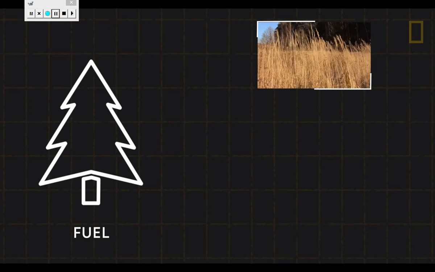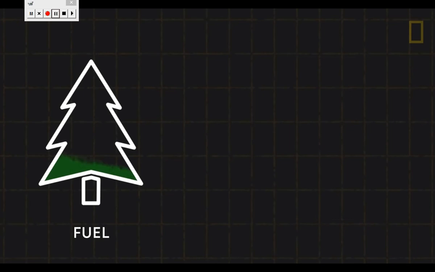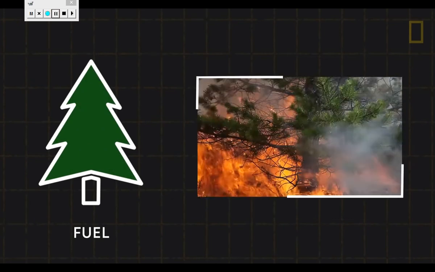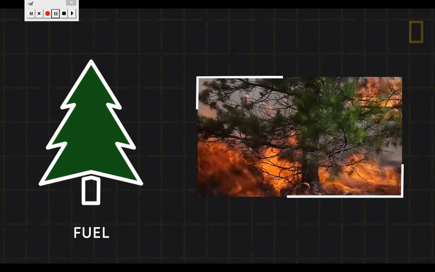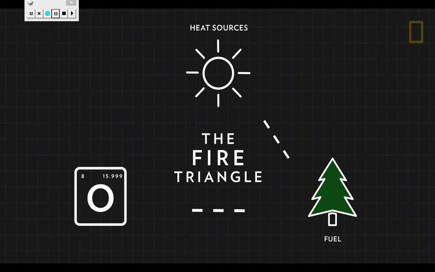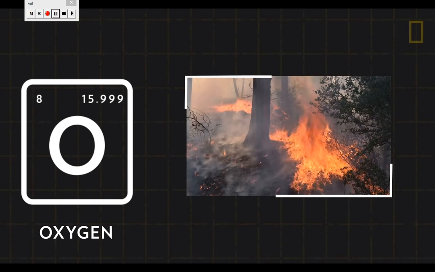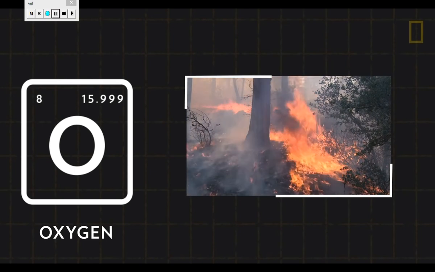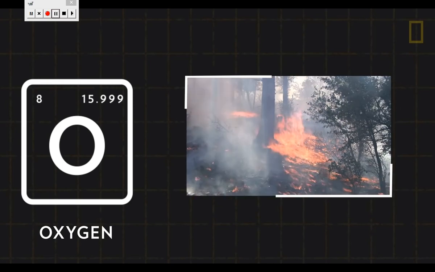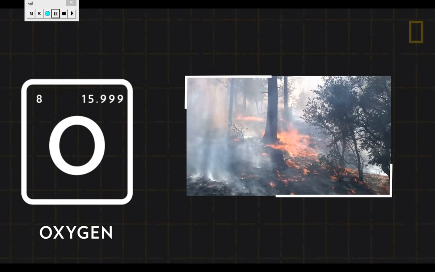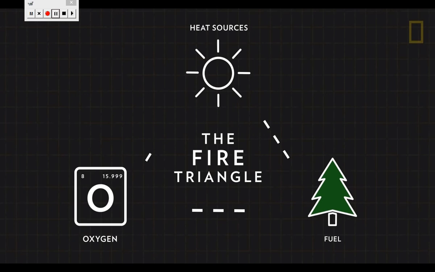Dry, dead grasses, leaves, and trees are common fuels for wildfires, but so are living vegetation called green fuels. Pine trees and other evergreens contain flammable oils that can burn when exposed to a heat source. As the fuel burns, the resulting flames feed and thrive off of oxygen. When air movement or wind occurs, not only is more oxygen supplied to the fire, but it may also help transport and spread the flames. Since wildfires occur outdoors, they have a nearly endless supply of oxygen from our atmosphere to burn.